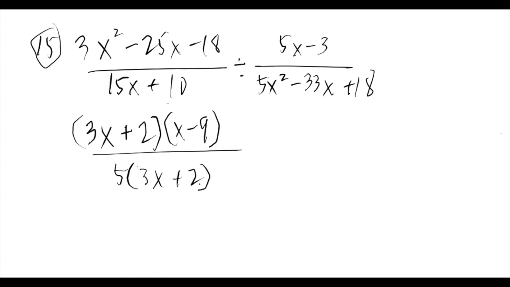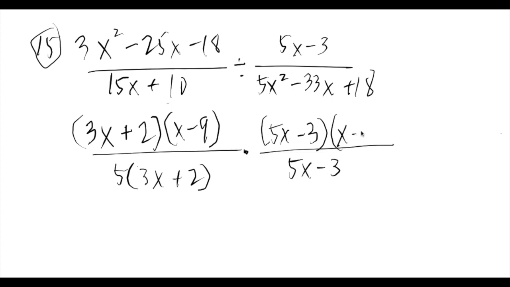3x plus 2. Gawin na natin multiplication, so reciprocal. Mapupunta sa baba ang 5x minus 3. Ito, anong factors ito? 5x minus 3 times x minus 6. Okay? Ano mga pwede natin i-cancel? 3x plus 2 and 3x plus 2. What else? 5x minus 3 and 5x minus 3.